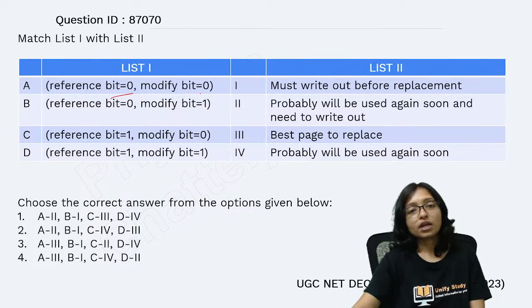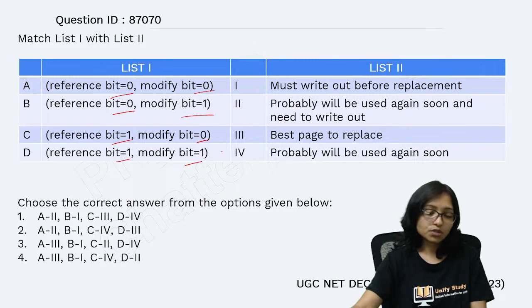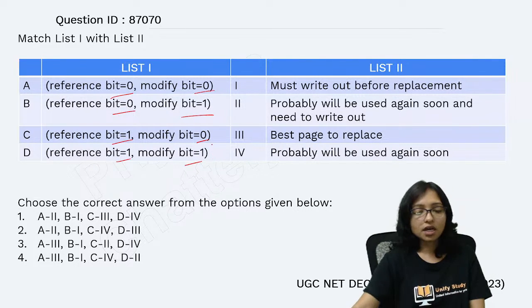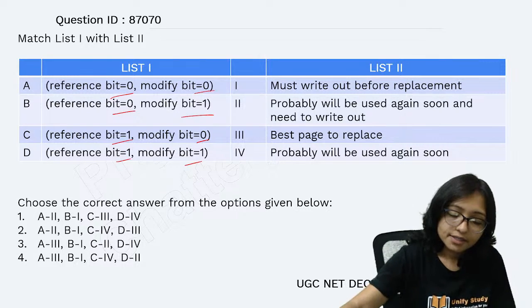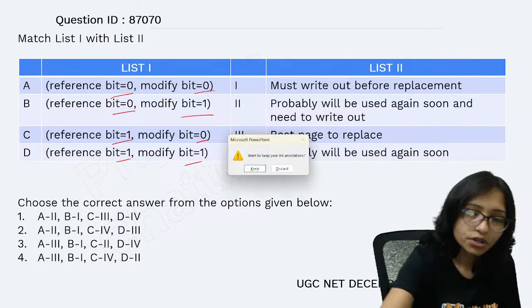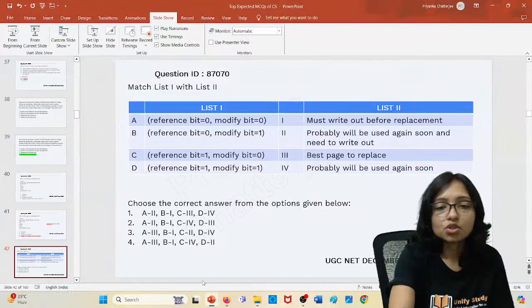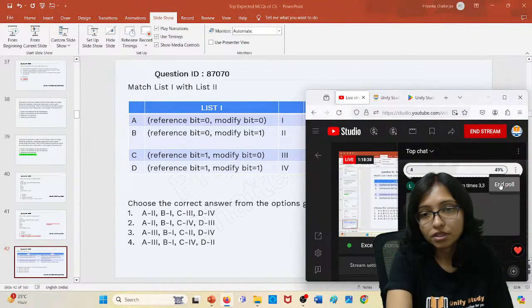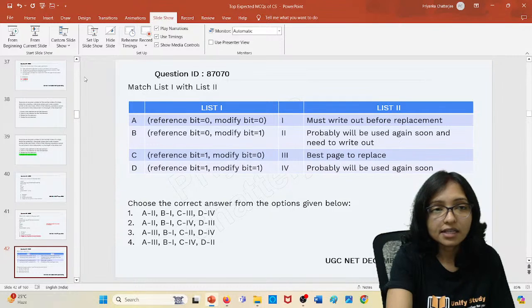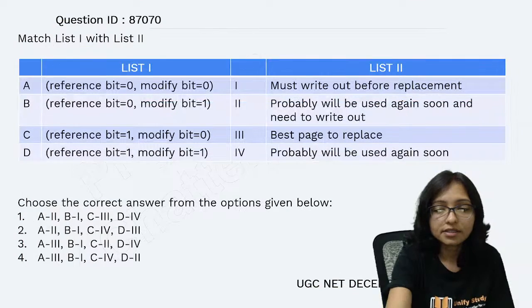Reference bit 0, modified bit 0; reference bit 0, modified bit 1; reference bit 1, modified bit 0; reference bit 1, modified bit 1. And you need to match with the second one. So yes, I am getting the answers, 46, 47, 48. Yes, 50 votes I already got. So here I will stop the voting, and then I will explain also. Here, why is this the answer? Understand it.